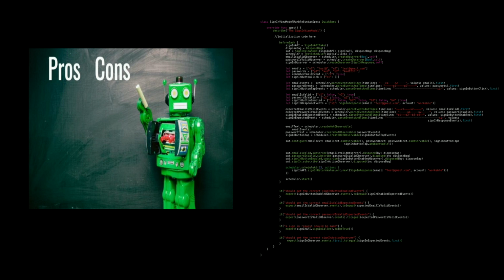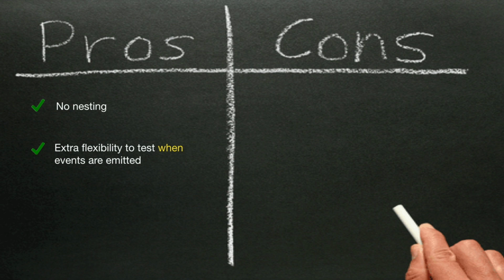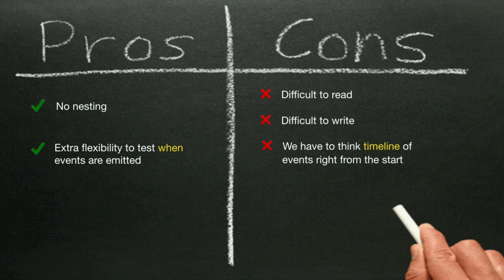So let's see the pros and cons of this way. Again, there's no nesting, but there's a lot of initialization code as well. So there's no nesting, and we have flexibility to test when the events are emitted again. But it's really difficult to read and write. And we have to think the timeline of events right from the start and the expected events right from the start.